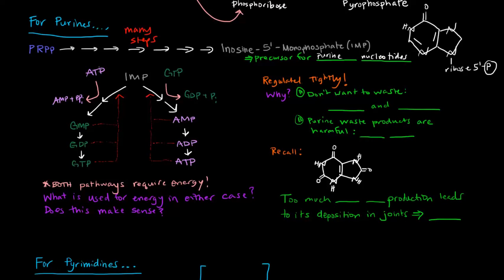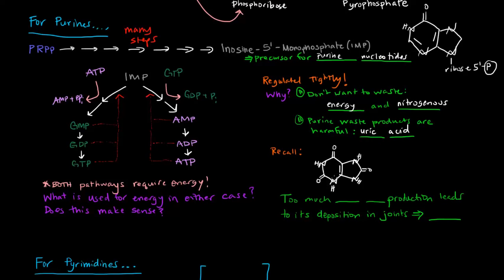Now, why is that? The reason why is because we don't want to waste energy, obviously, right? These processes require energy in the form of GTP and ATP. We also don't want to waste nitrogen, right? These are nucleotides filled with nitrogen. We don't want to be wasteful with that nitrogen, right? Just want to be as efficient as possible. Especially since the waste product of these purines is this molecule here, and if you recall, we've covered that briefly. It's uric acid.